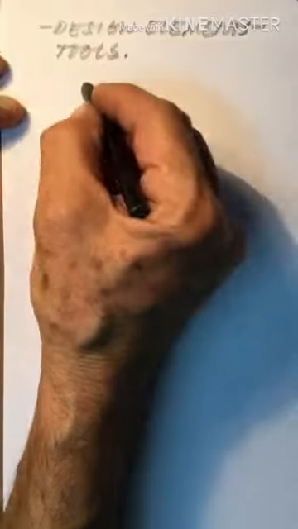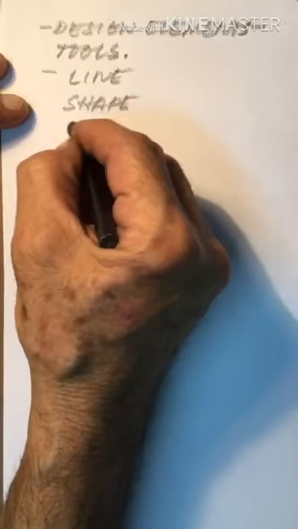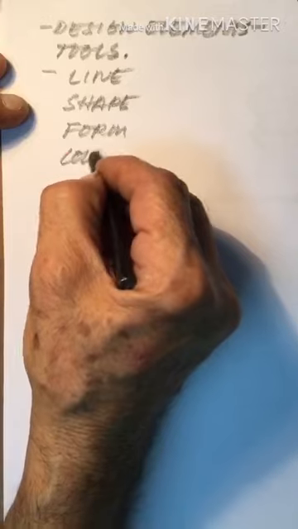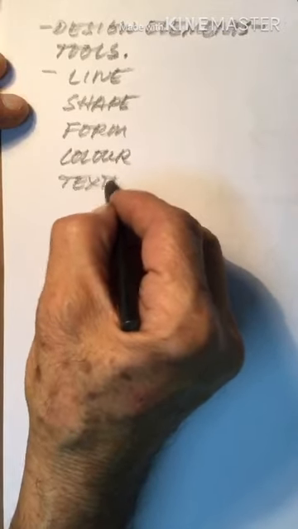They are the tools of design. Okay? For example, a line, a shape, a form. You can use color. You can use texture to design. Right?